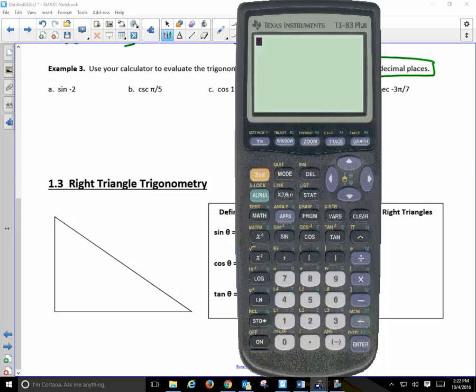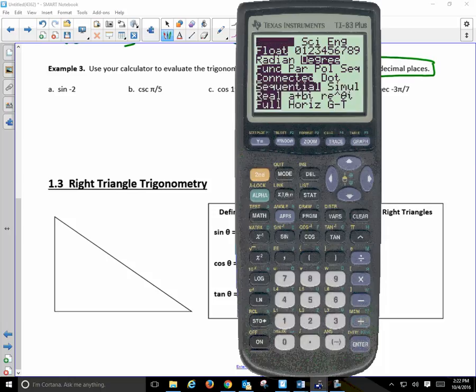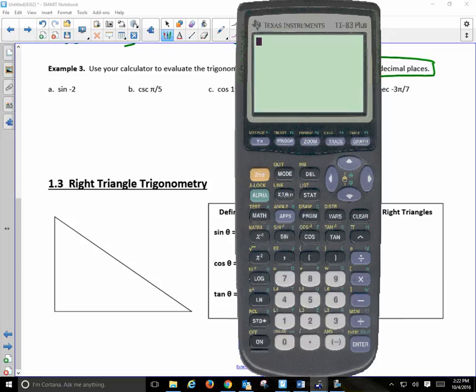Here's how we do that. I press mode. And in mode, or somewhere on your calculator, there should be an option to switch from degrees to radians. So I select that. Then I just press sine of -2. -0.9093.